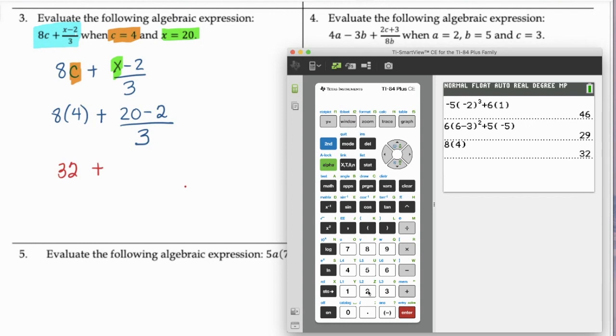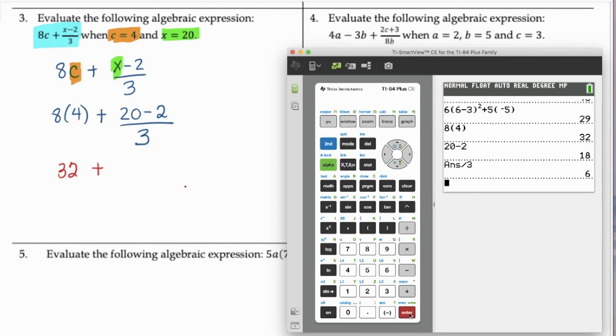I'm going to do the fraction piece, which is 20 minus 2. I'm going to press enter because I have a fraction. I'm going to press enter for the numerator and then divide it by 3, giving me a value of 6. And now I'm going to add those two things up. So 32 plus 6, if you need your calculator, go for it. It is a value of 38.